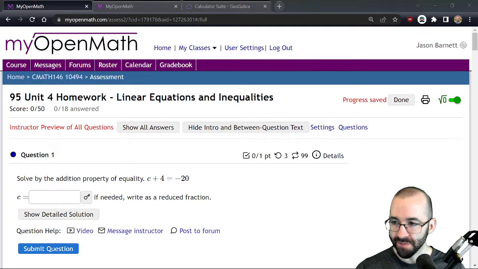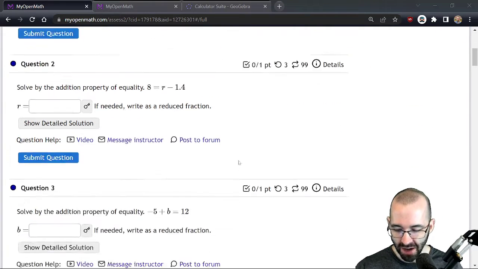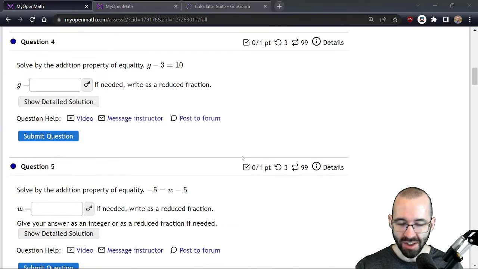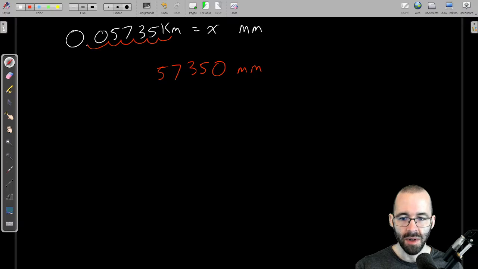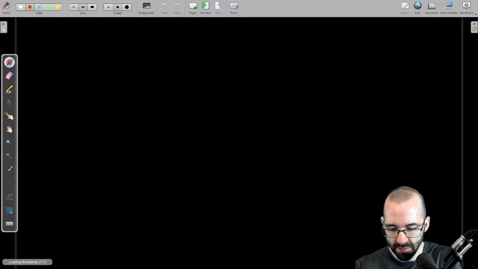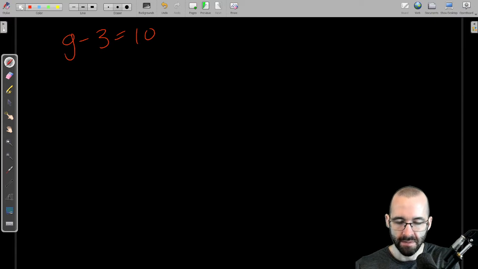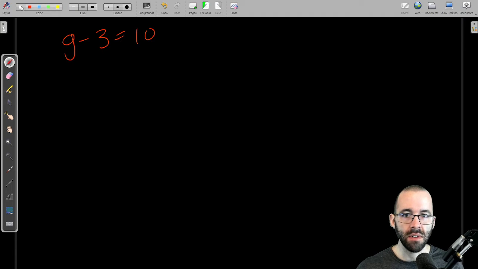Let's start with number 1. And by number 1, I mean number 4. It's really not like number 1 at all. Solve this equation, g minus 3 equals 10, and write as a reduced fraction if needed. g minus 3 equals 10. Okay, so we need g by itself.